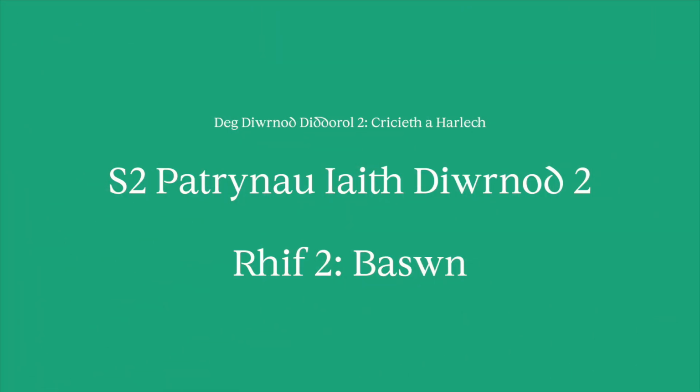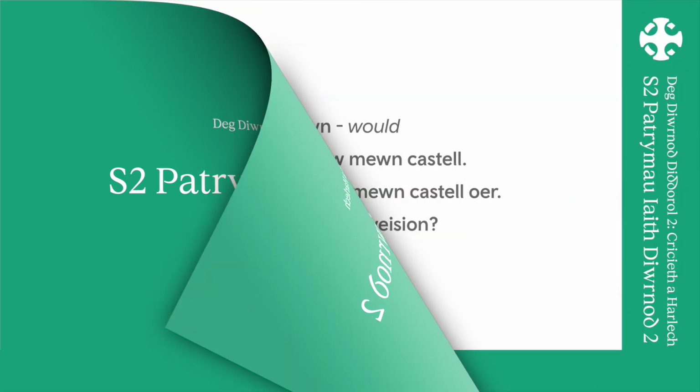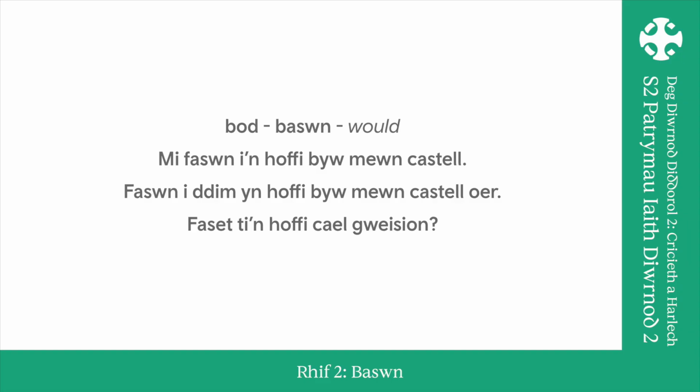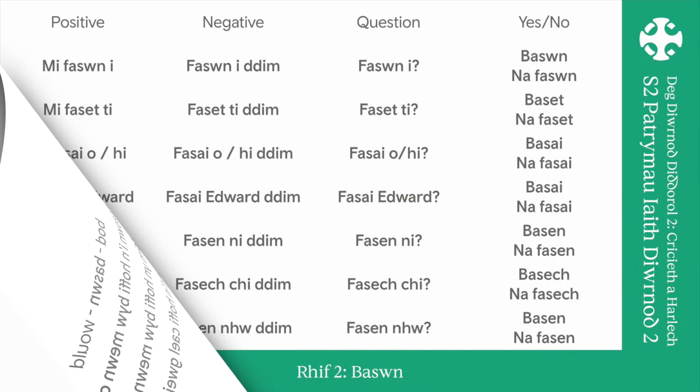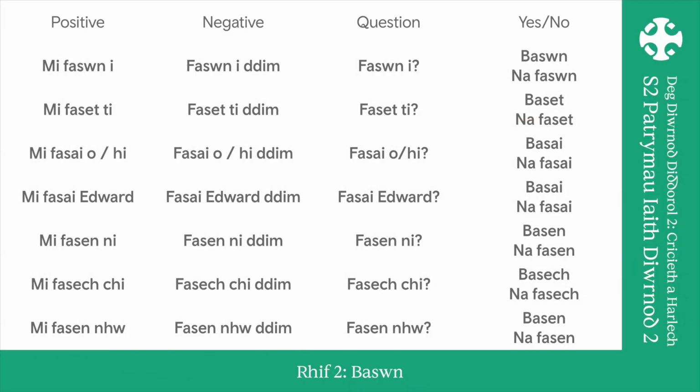Number 2. Bason, would. The conditional uses a form of bod, bason. It expresses would. Mi faswn i'n hoffi byw mewn castell. Faswn i ddim yn hoffi byw mewn castell oer. Faset ti'n hoffi cael gweision? Here is the full pattern.